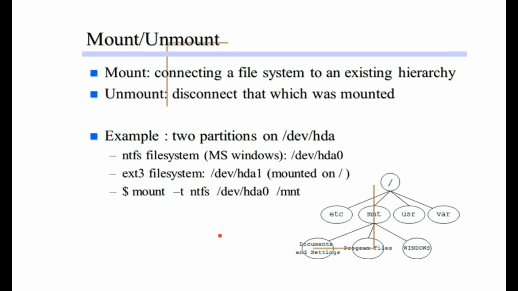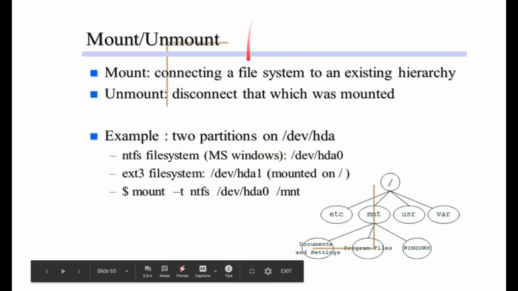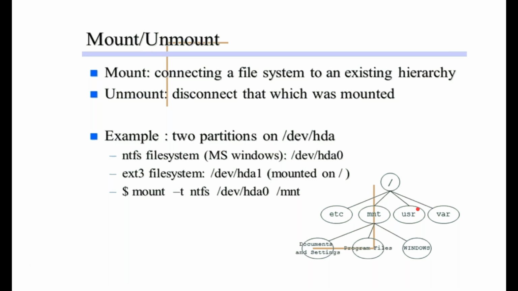So mounting is nothing but connecting a file system to the existing hierarchy. For example, this is your existing hierarchy. This is your parent, this is your root. There are folders which are automatically attached. Now you want to attach a few devices to that root. For that you require mounting. Unmounting is to disconnect what was mounted.